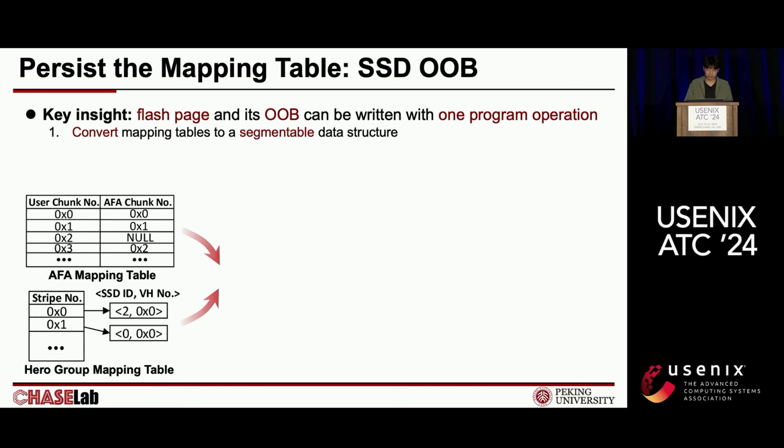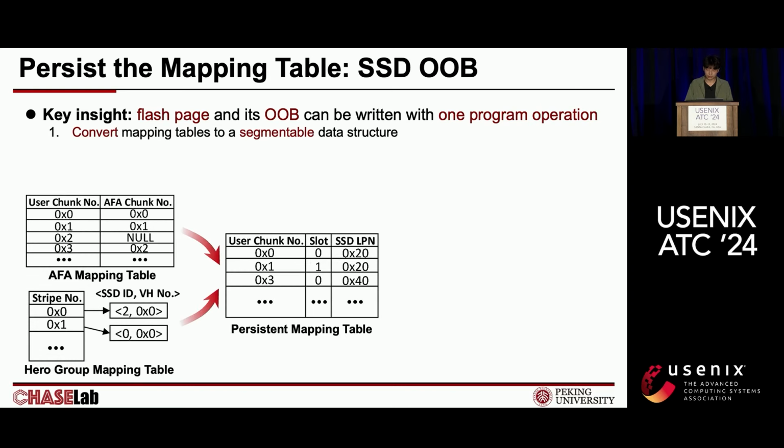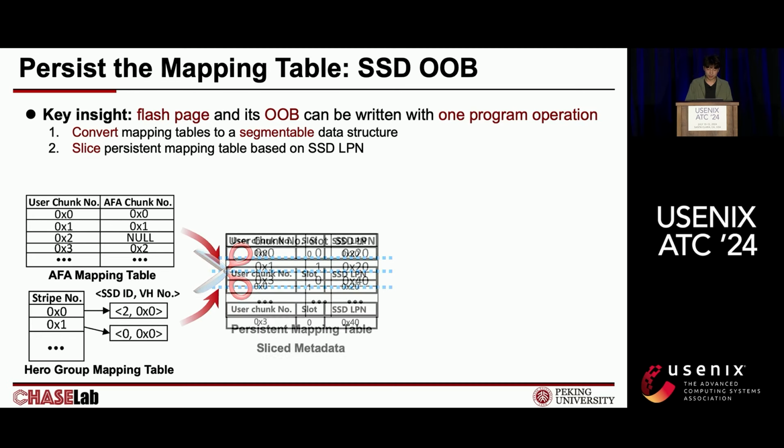To better utilize the limited OOB, we first convert mapping tables to a segmentable data structure called the persistent mapping table. Note that each row in the persistent mapping table corresponds to an SSD logical page, or SSD LPN, as shown in the last column in the table. Since logical pages are one-to-one mapped to physical pages in SSD, we can slice this table on SSD LPN and store it in the corresponding OOB.